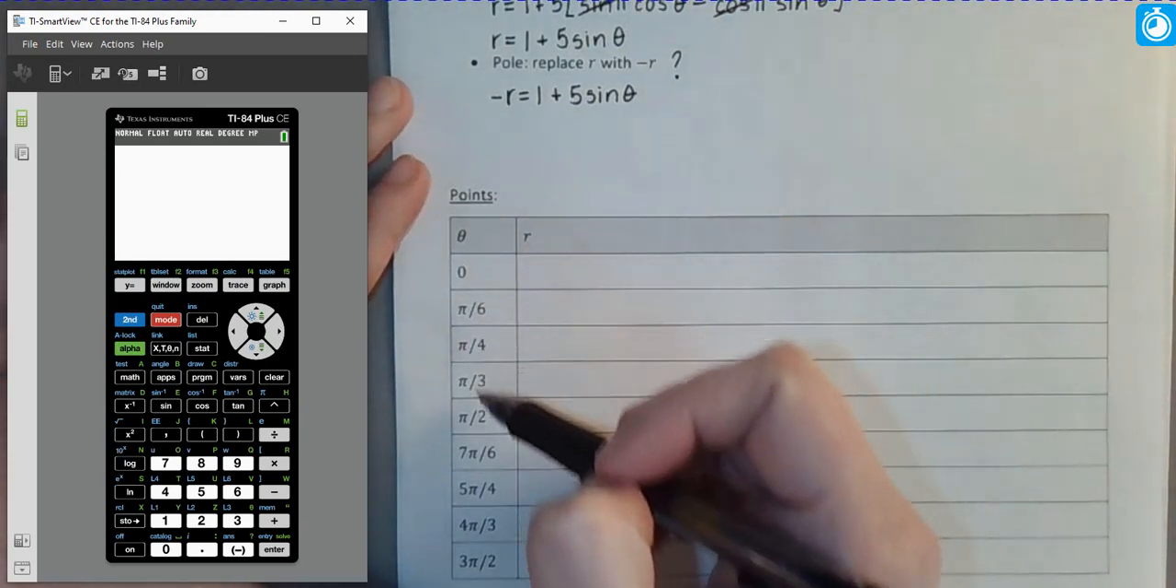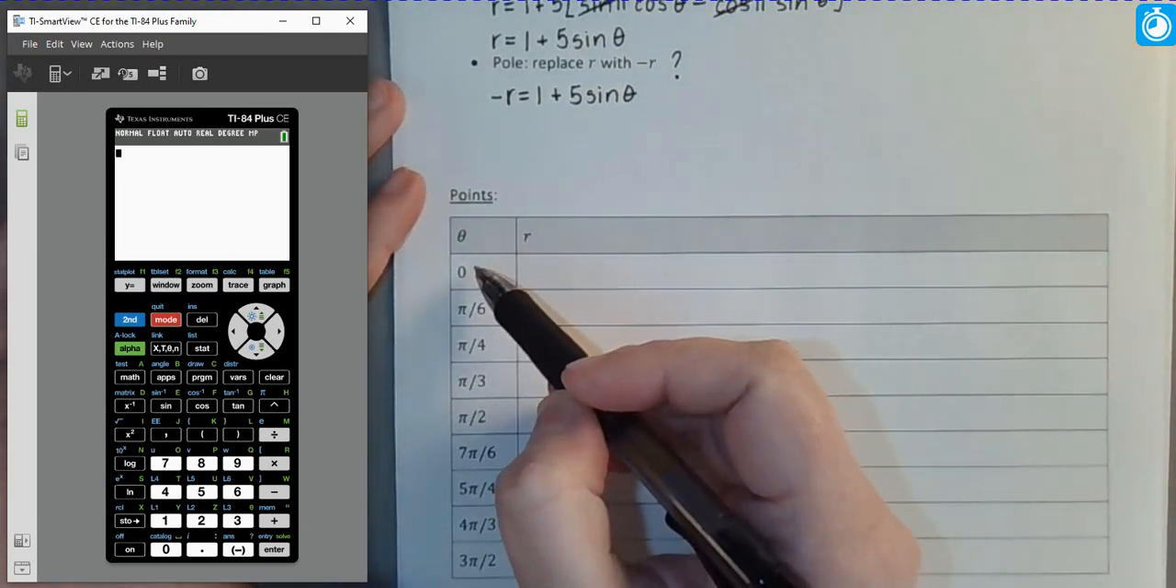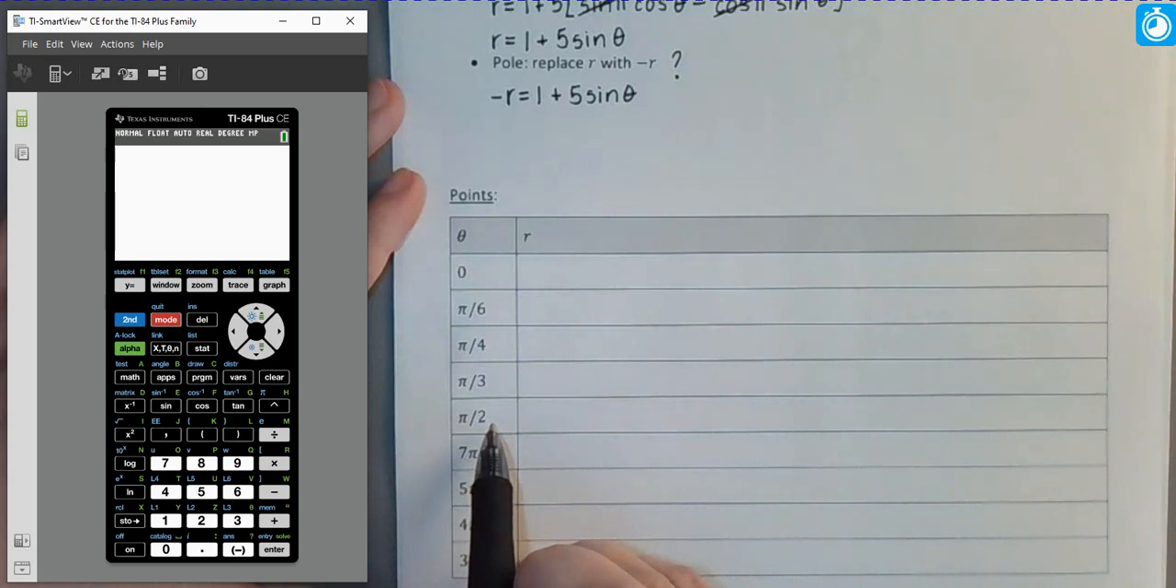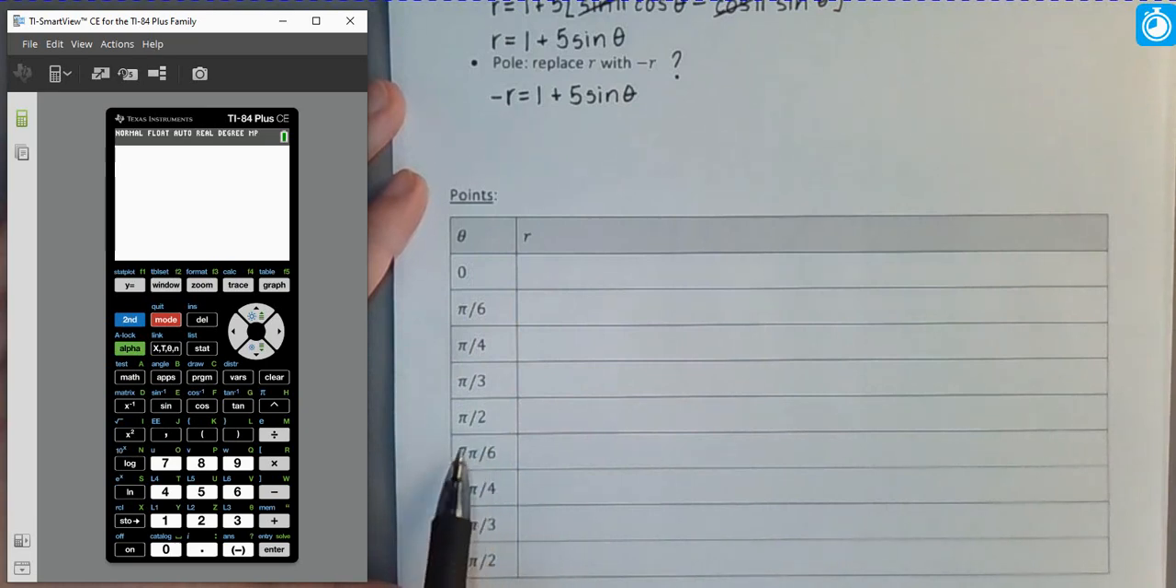So you'll notice I've kind of jumped around a little bit. If you look at the values from 0 to pi over 2, all of those radian measures are associated with the first quadrant. And then I jumped to 7 pi over 6, which we know is down in the third quadrant. It looks like I've skipped the second quadrant. Why would I have done that? We'll talk about that in just a minute.